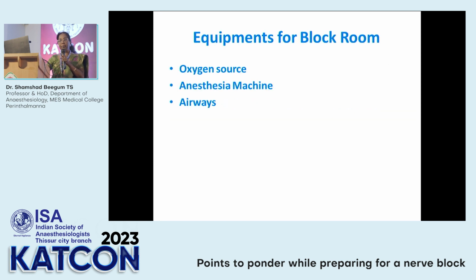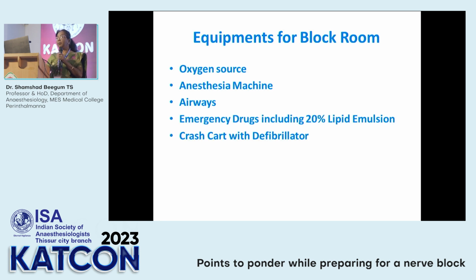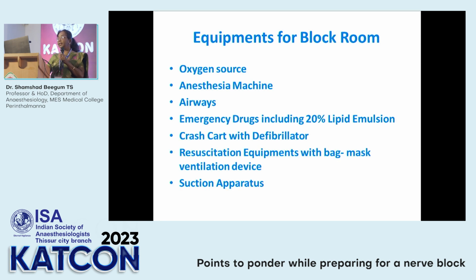And what are the equipments that are required in the block room? That is just like any other OT setup. We require the oxygen source, the anesthesia machine, and the airway gadgets. And the emergency drugs, including the lipid emulsion, the crash cart with the defibrillator, and the resuscitation equipments and the suction apparatus, just like anything before we start with any anesthesia.